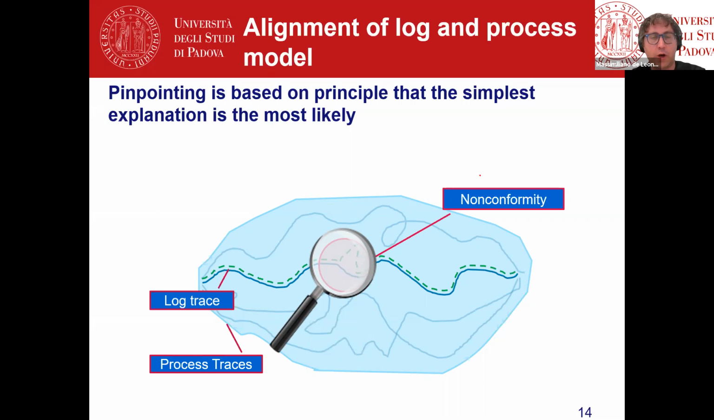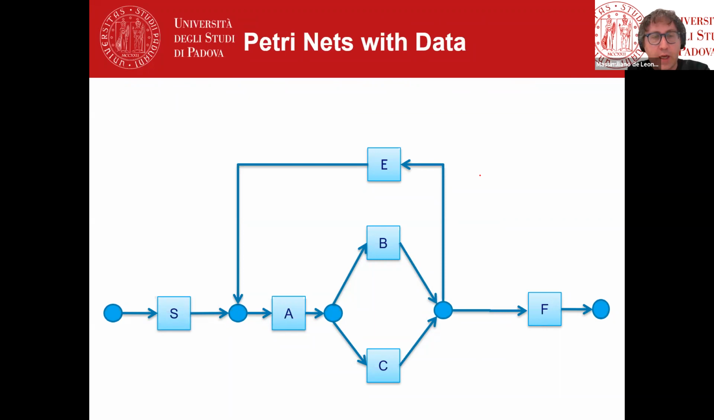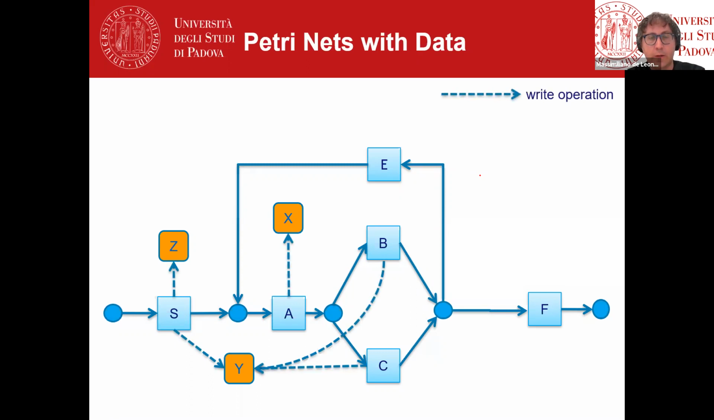For doing conformance checking, we need a simple notation, but yet powerful enough. BPMN tends to be a bit vague on certain aspects. That's why I used Petri nets and I included some data. So we know this is a Petri net. What I call a Petri net with data includes variables and writing operations. So transitions of my Petri nets can write these variables.